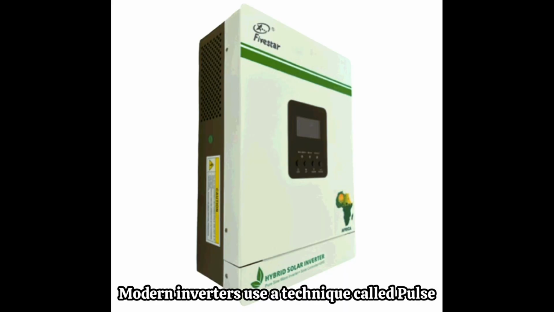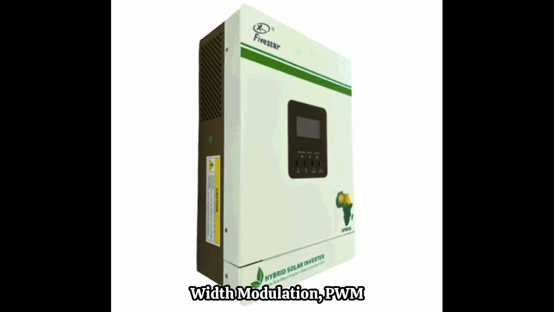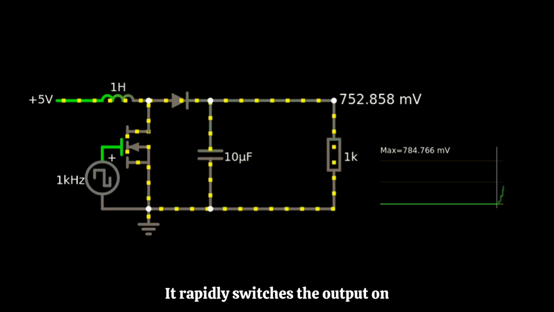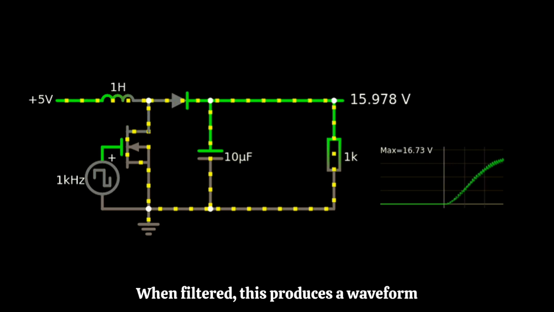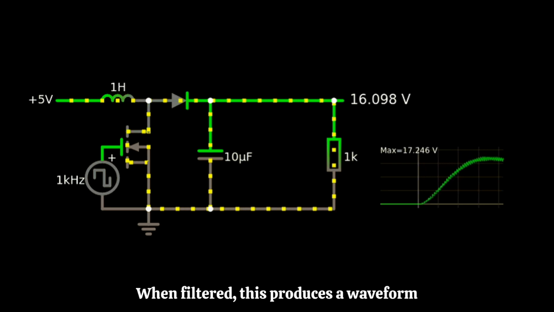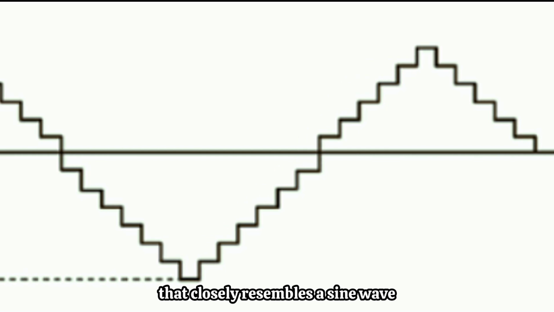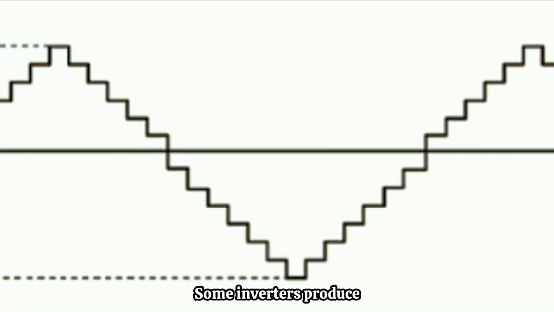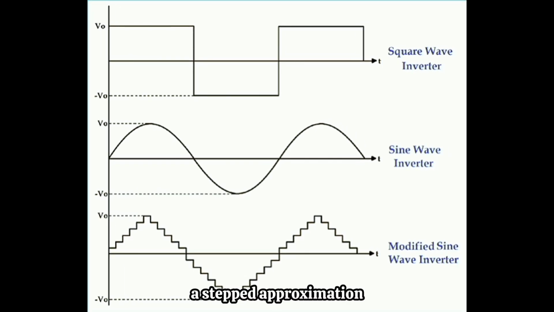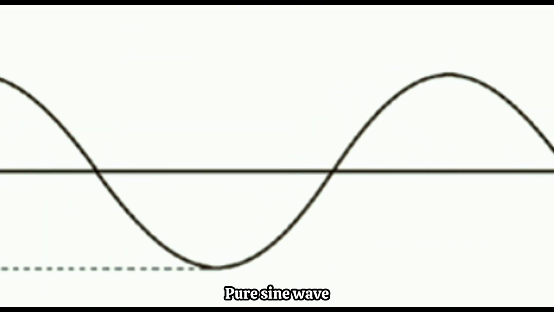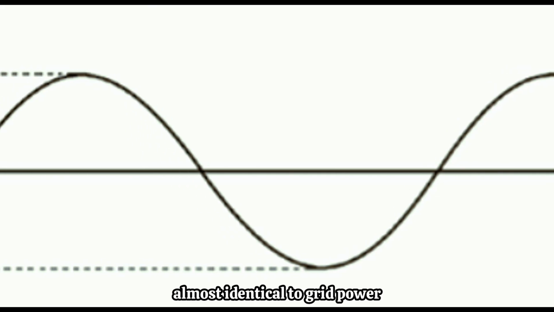Modern inverters use a technique called pulse width modulation, PWM. It rapidly switches the output on and off with varying widths of pulses. When filtered, this produces a waveform that closely resembles a sine wave. Some inverters produce modified sine wave, a stepped approximation. Others produce pure sine wave, almost identical to grid power.